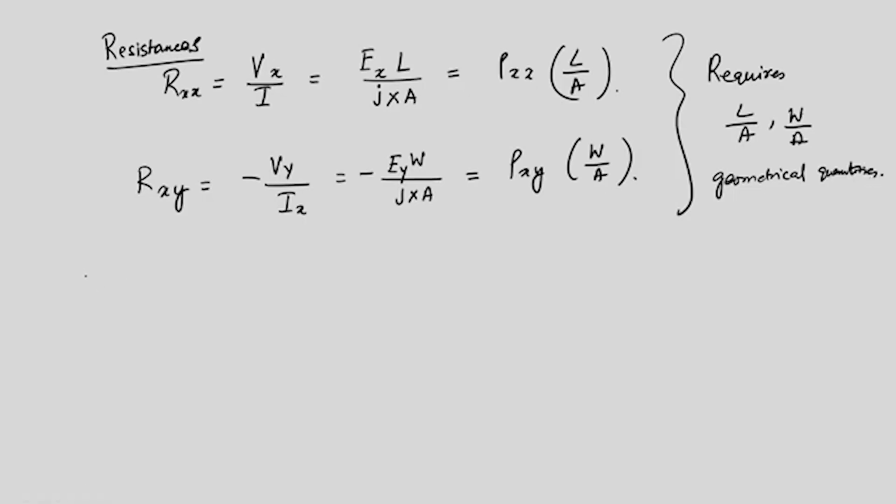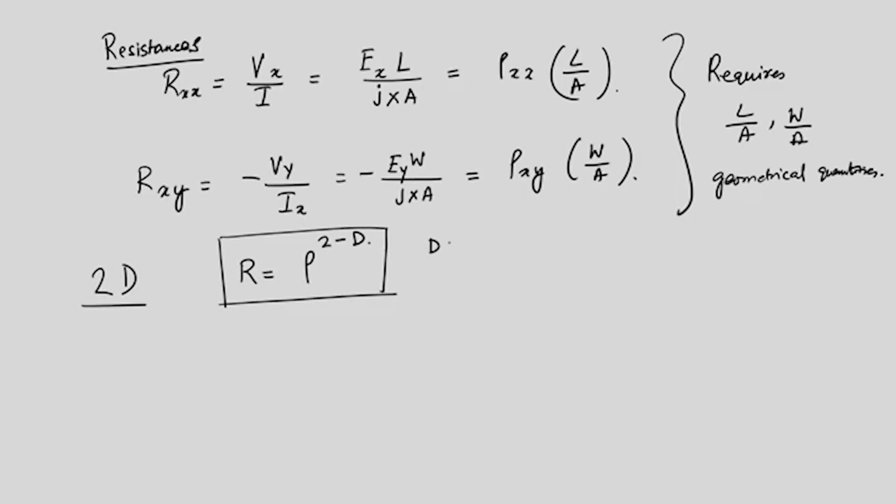All right. So, let us talk about 2D. Now, there is something slightly interesting about 2D. From a very general perspective, I can write down R equal to rho into L to the power 2 minus D. That is, the resistance and the resistivity are really connected by this relation, where D denotes the dimensionality.